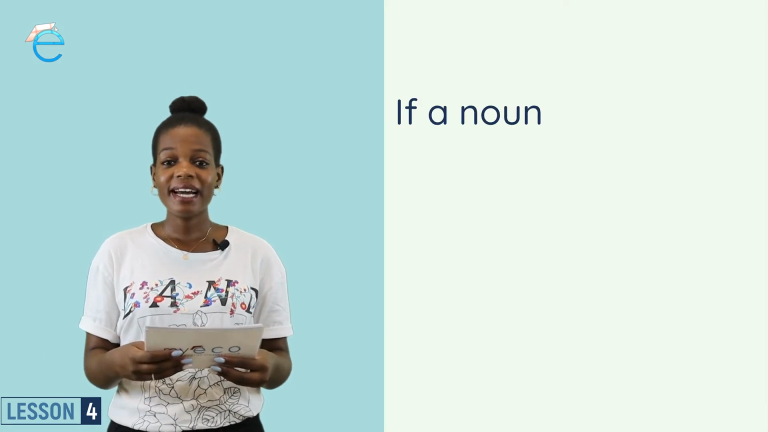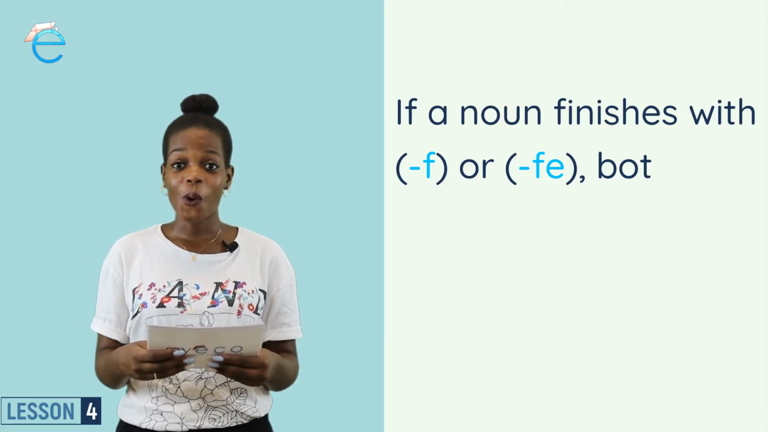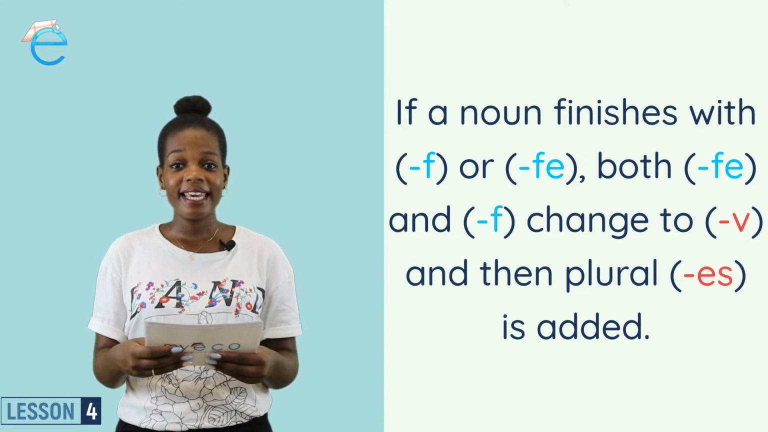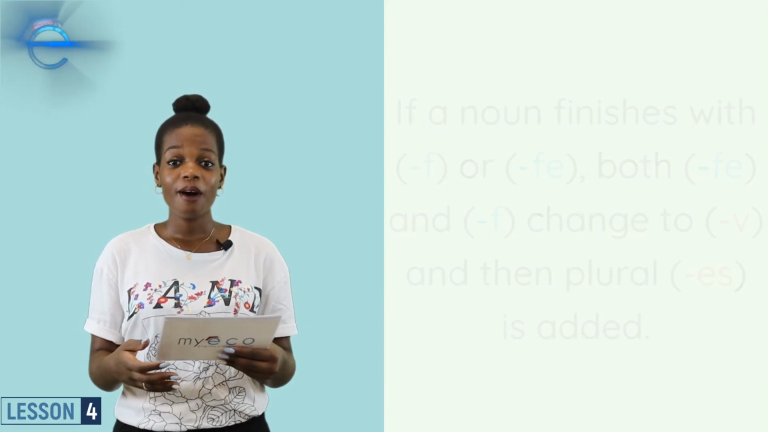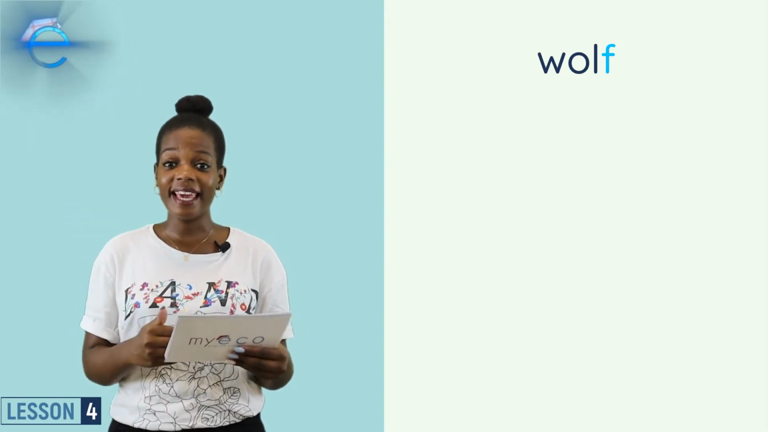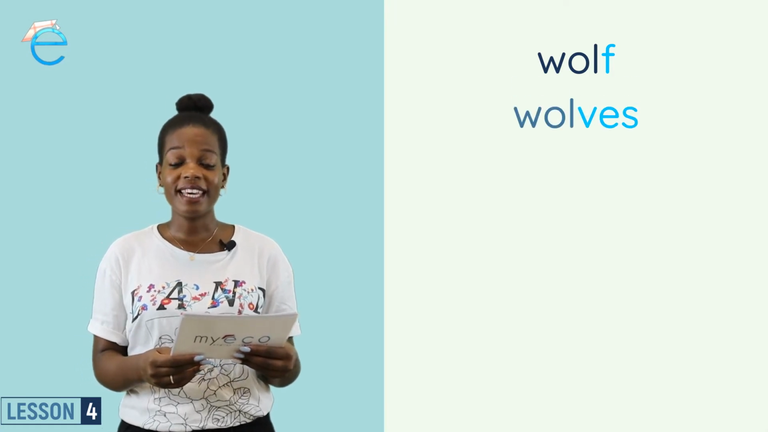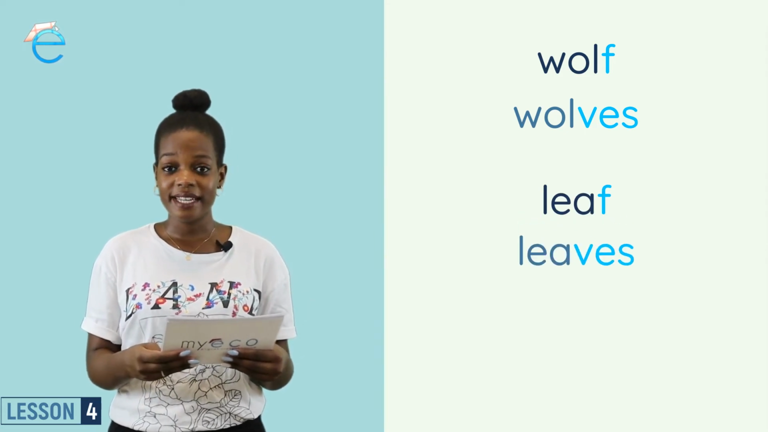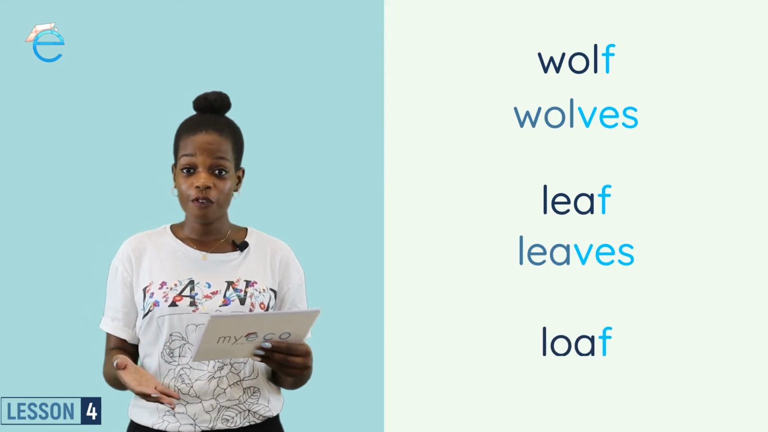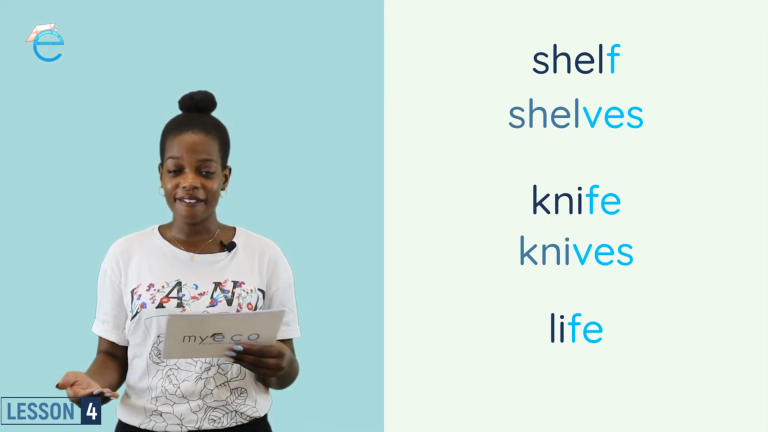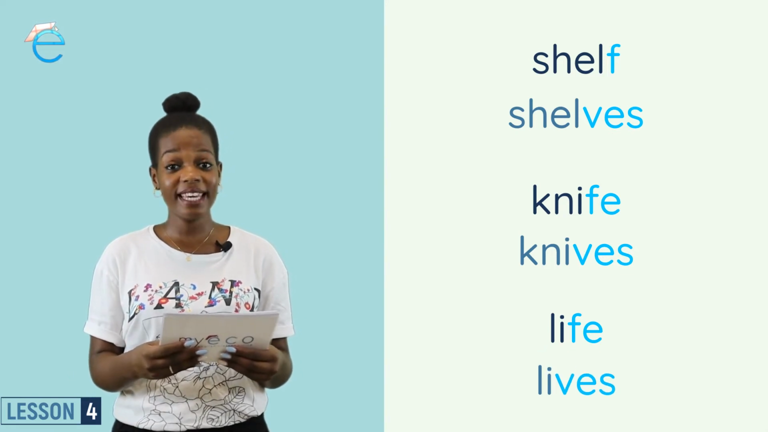Next rule, if my noun ends in F or in FE, in the plural form, it becomes VES. For example, we have the noun wolf. In plural form, we take away the F and it becomes wolves, V-E-S. Or leaf becomes leaves, V-E-S. Loaf, loaves. Shelf, shelves. Knife, knives. Life, lives. I take away the F or the F-E and put V-E-S.